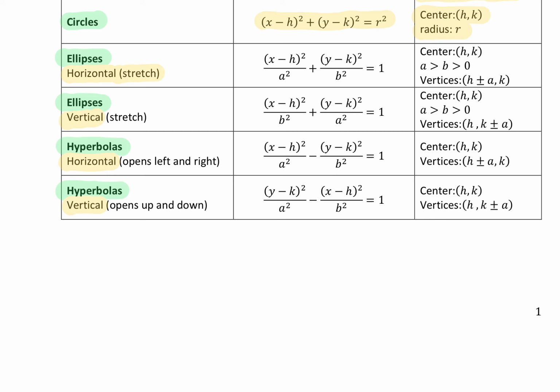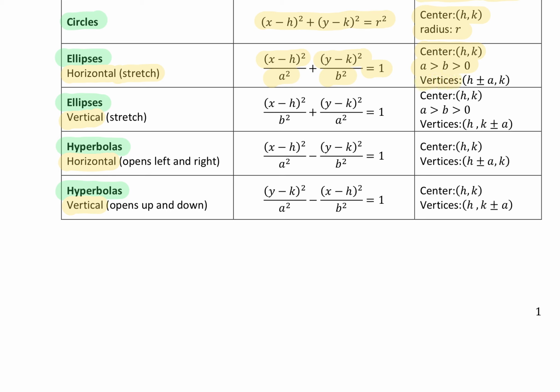And in the standard form of the equation, that means that the number in the denominator underneath the x's is going to be larger than the number in the denominator under the y's. So in an ellipse, you can tell if it's stretched out horizontally or vertically by the largest denominator. Again, largest denominator under the x stretches horizontally. And with an ellipse, the standard form of the equation is equal to 1. Center (h, k). The a value is larger than the b value, and they're both positive. They're not negative.